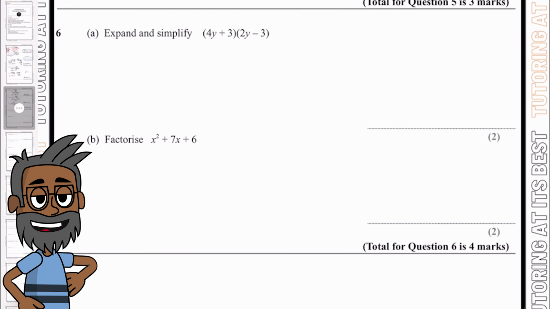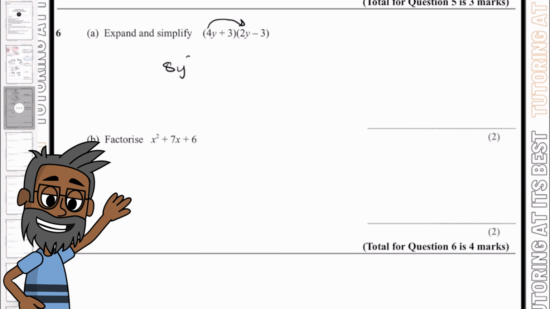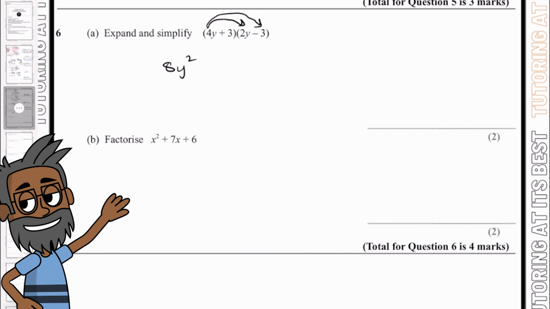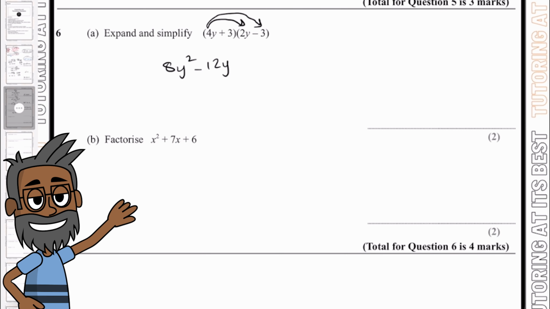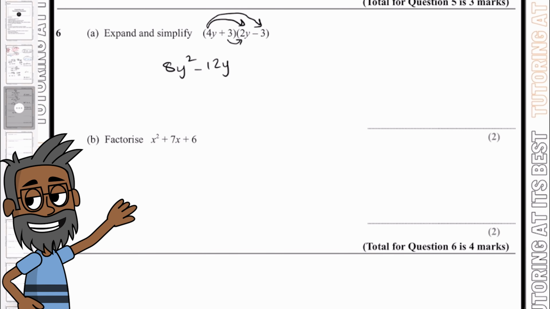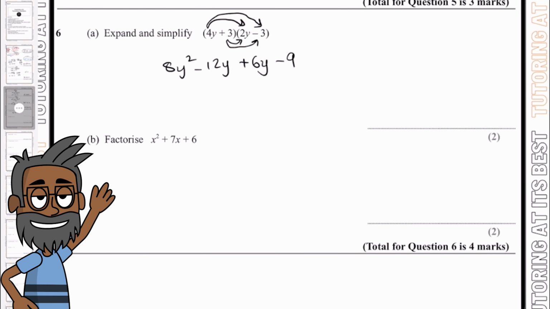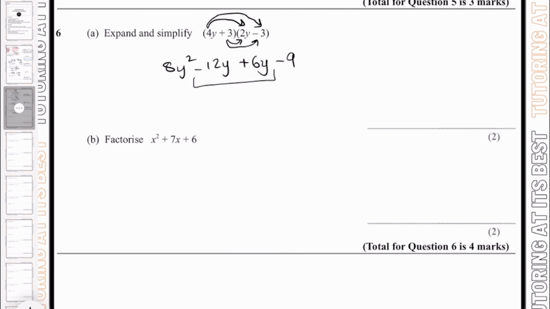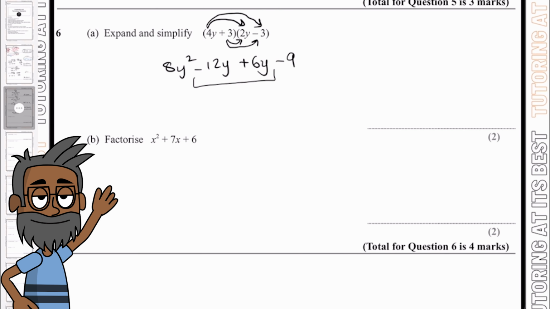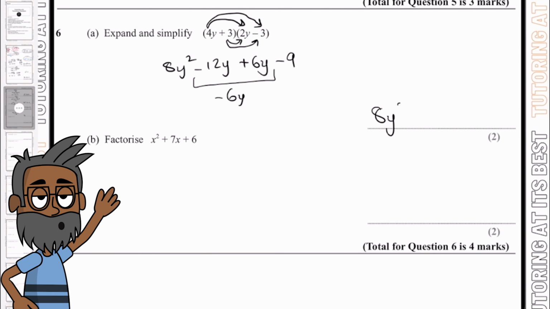Okay, let's go through this. So what do we do first? We started off by multiplying 4y and 2y, which is 8y squared, and 4y and minus 3, which is your minus 12y. We then have 3 times your 2y, which is your 6y, and 3 times minus 3, which is minus 9. We can go ahead and collect like terms. So we know minus 12 plus 6y is your minus 6y, and we can write that out.